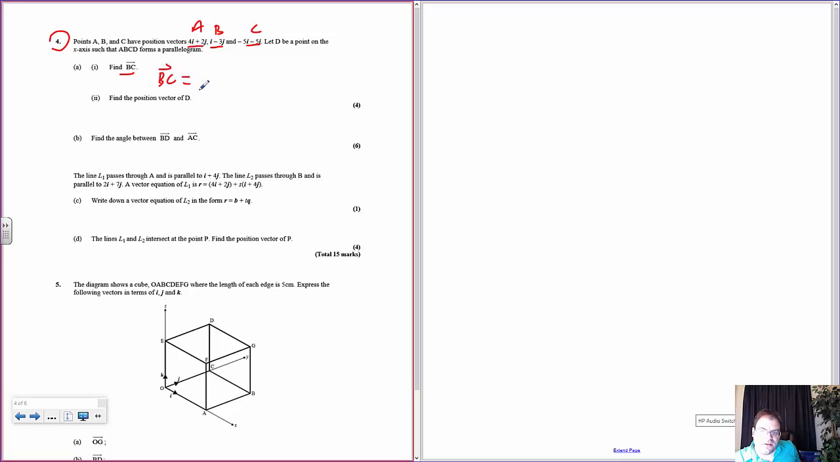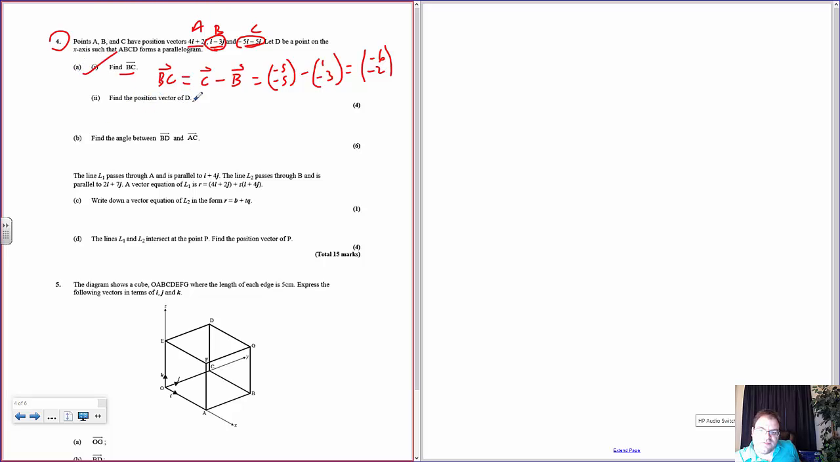The vector BC is where it ends, which is the point C, minus where it begins, which is the point B. So C, they're telling me, is this right here, which is the vector components -5 and -5. And we'll subtract the vector components for B, which is right here, which is 1 and -3. So -5 minus 1 is -6, and -5 minus -3 is -2. So this is the answer for part A, part 1.